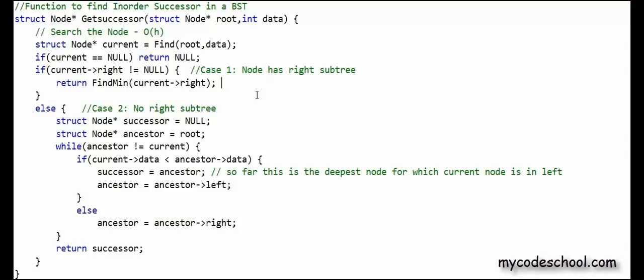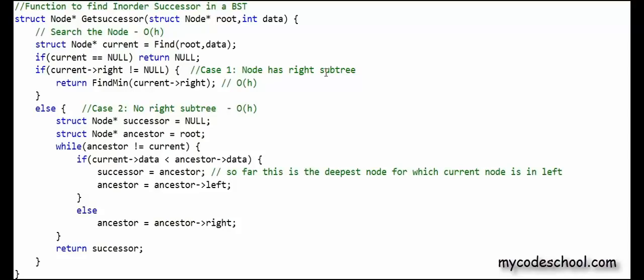Overall, the time complexity of this function will be big O of h, and this is what we wanted. We wanted to find the successor in big O of h. Here we are already performing the search in big O of h. Finding minimum will also take big O of h, and walking the tree from root to a node in a BST will also take big O of h. So overall, this is big O of h.